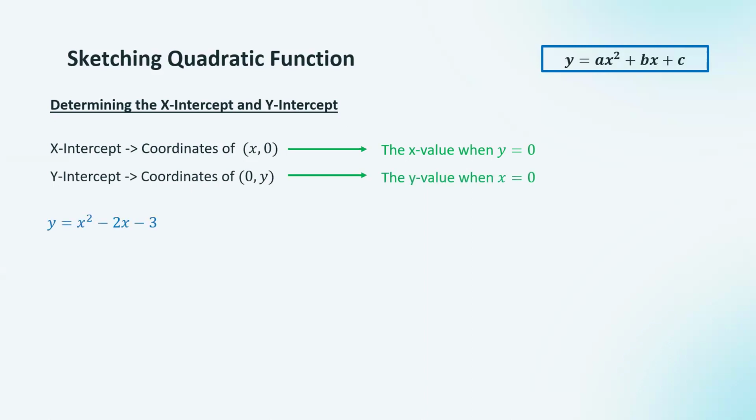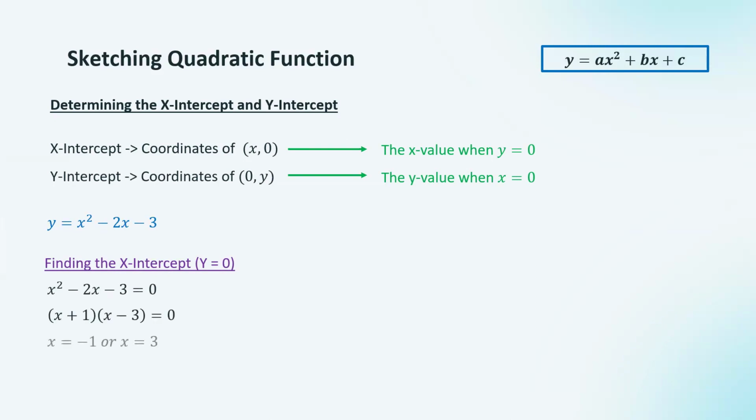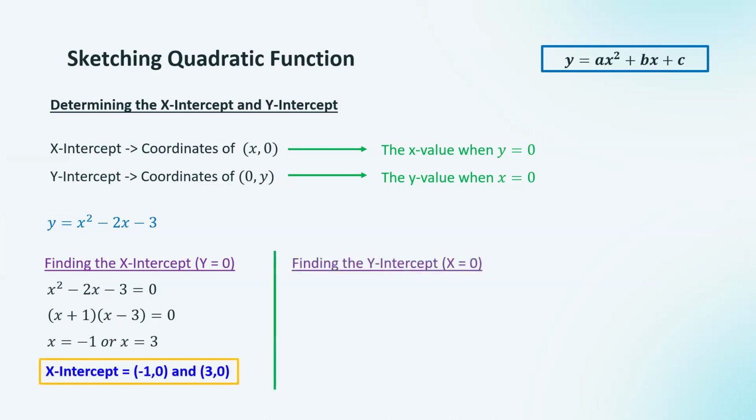So in this case, let's try if we want to find the x-intercept. So if we want to find the x-intercept, that means the y should be equal to 0. So we will get ourselves a nice quadratic equation. We can try to factorize this and we get that x is equal to -1 or 3. So the x-intercept is going to be (-1, 0) and (3, 0). After this, if we want to find the y-intercept, we can try to input the x value equal to 0. So we get that the y should be equal to -3. Therefore, the y-intercept is going to be (0, -3).